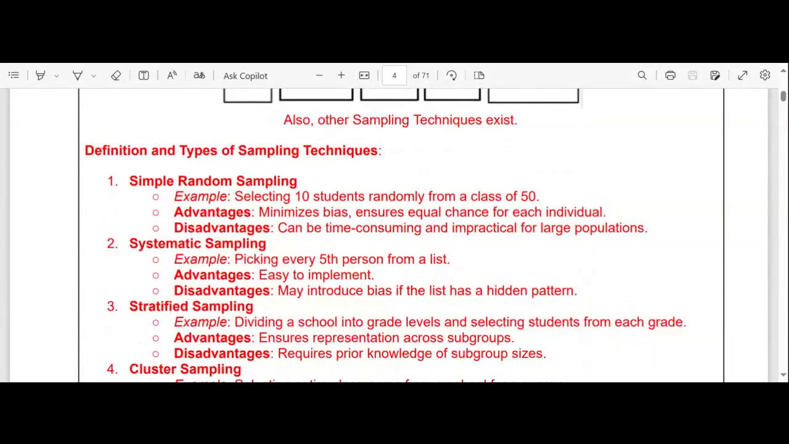Minimize bias. There is no bias in this. Ensures equal chance for each individual. What is the disadvantage? Can be time consuming and impractical for large population. Let's say, for example, I want to do random winning for all BMU students.